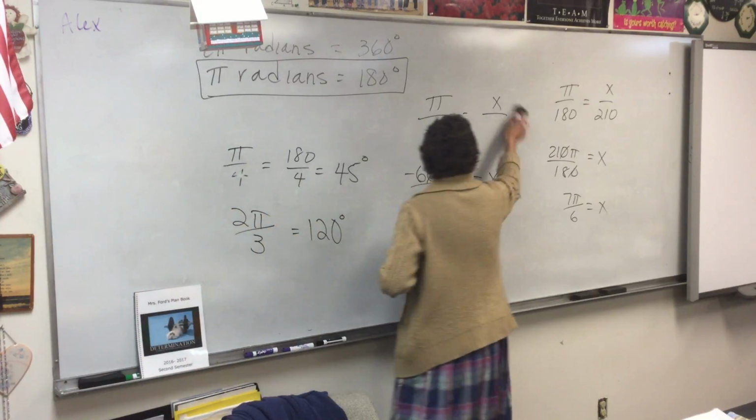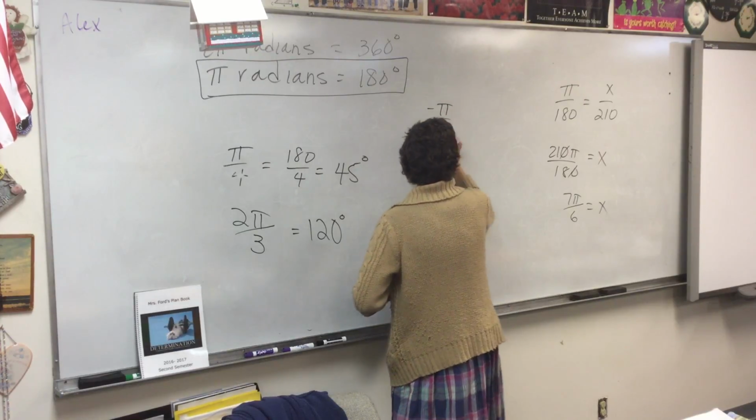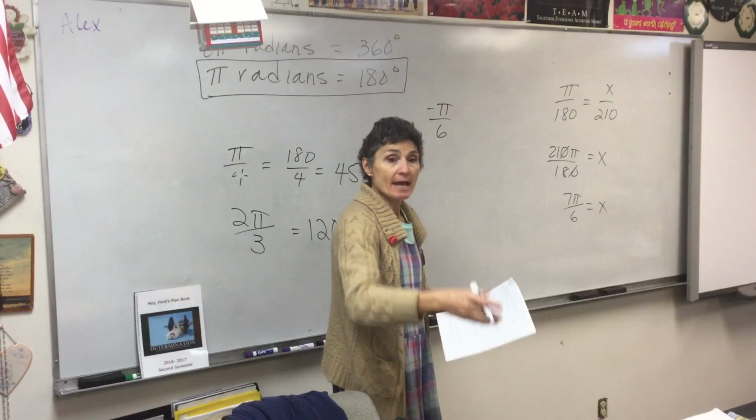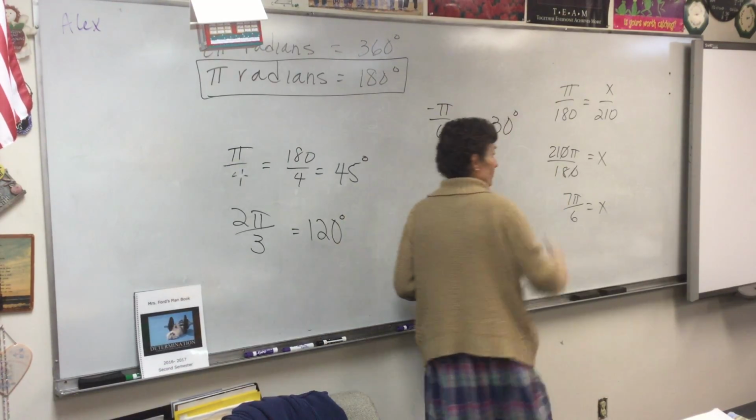Negative pi over 6. What about negative pi over 6? 180 over 6. Negative 180 over 6, which would be negative 30.